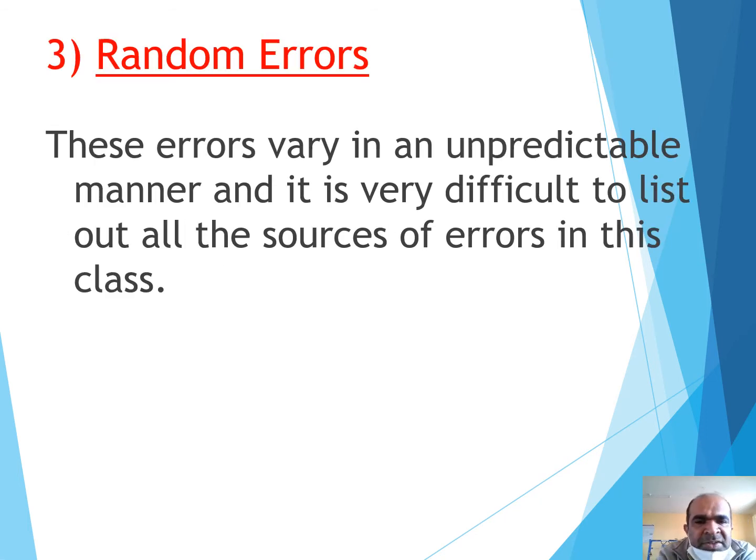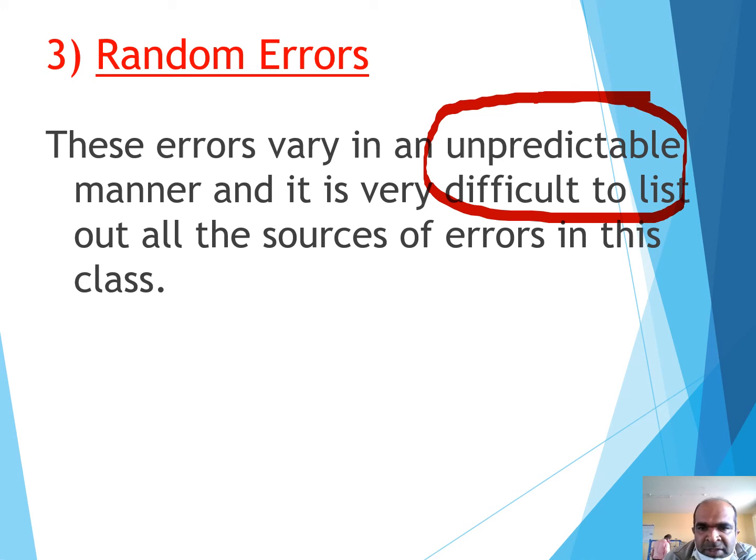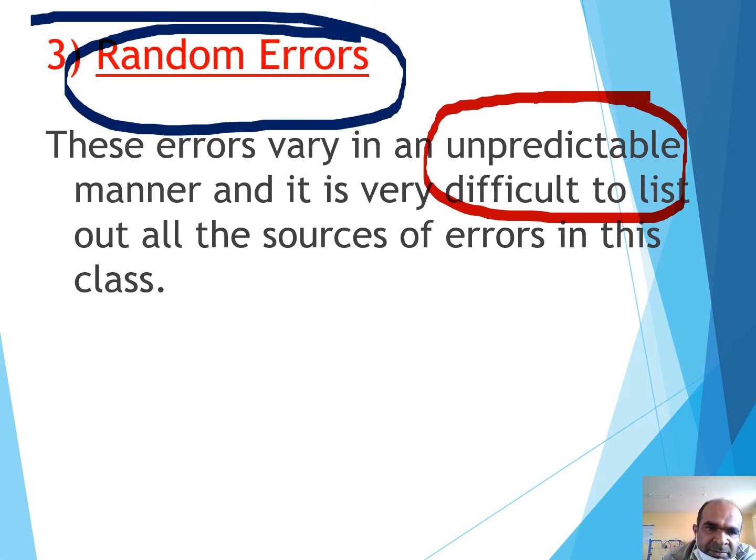The third type of error is called random error. These errors vary in an unpredictable manner, and it is very difficult to list out all the sources of these errors in this class. Why are we having this error? Because it is unpredictable. So we are not able to predict this, therefore the name random error.